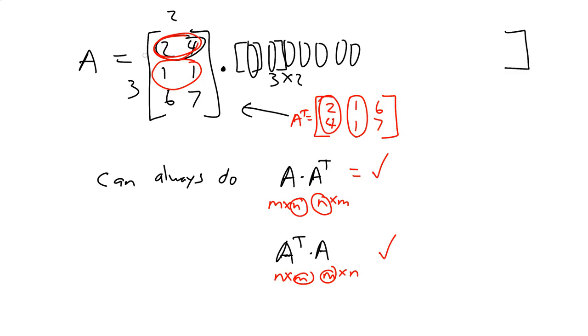So if A is a 3 by 2, like I have here, then A times A transpose, we're going to get a 3 by 3 answer. Whereas if I do A transpose A, I'm going to get a 2 by 2 answer, right? So whenever I do a matrix times its transpose, I can always do it, and I'm always going to get back a square matrix. The exact dimensions of that square matrix depend on how many rows or columns the original had, depending on what order I do the things, right?